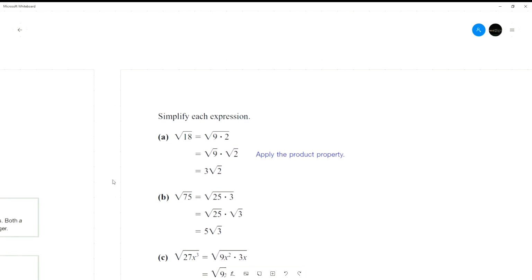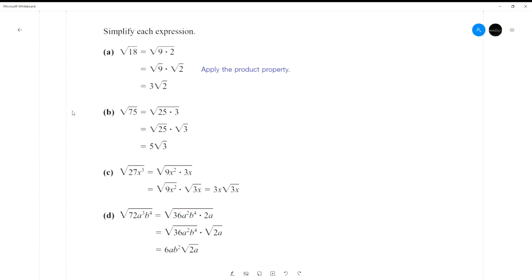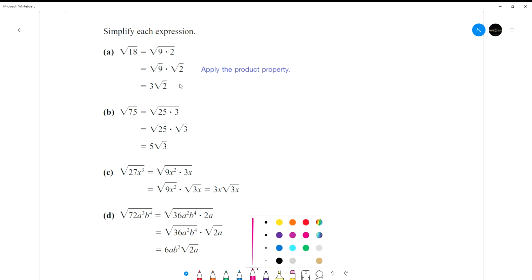Moving on, we have a bunch of examples here. Let's simplify these. So square root of 18. Let me use a thicker ink here. So square root of 18, as you can see, we decided to separate these into 9 times 2. The reason we chose 9 times 2 is this.